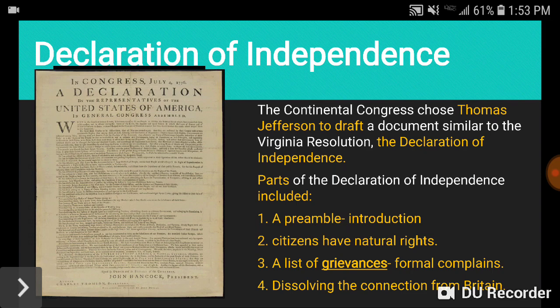And then number 4 is really the Declaration of Independence. It's really like the gut punch from the colonists to the King of England in written form. And so on part 4, they're really dissolving or ending their connection with Britain.